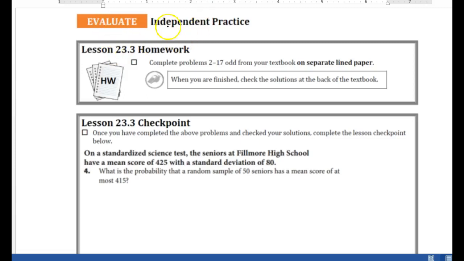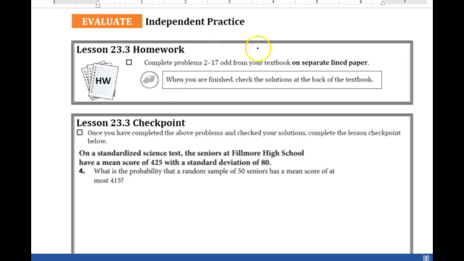Alright, welcome back to the Evaluate portion, independent practice of 23.3. You'll be doing a couple problems in your textbook, including numbers 3, 5, 7, 9, 11, 13, 15, and 17, so about 8 problems total.